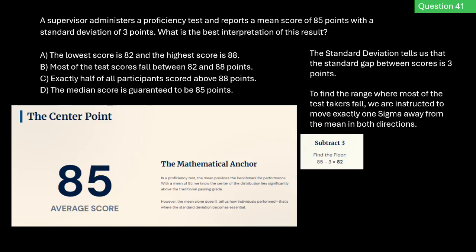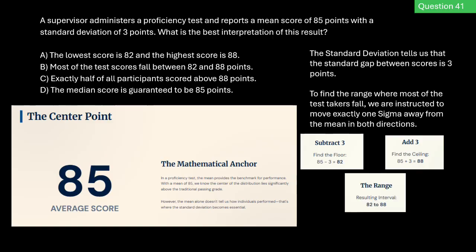Now let's do the exact same in the other direction. If we take our mean of 85 and add our standard deviation of 3, we find our ceiling. So 85 plus 3 is equal to 88. Now this gives us a resulting interval of 82 to 88.